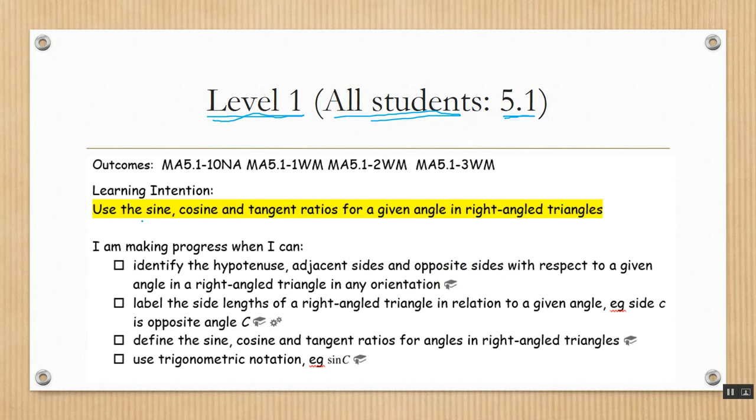The learning intention is to use the sine, cosine, and tangent ratios for a given angle in right-angled triangles. And this is what I would like you to be able to do. So identify the hypotenuse, adjacent sides, opposite sides, with respect to a given angle in a right-angled triangle. So we are talking about right-angled triangles today. So we're labeling the side lengths. And then we're going to talk about these ratios and use trigonometric notation.